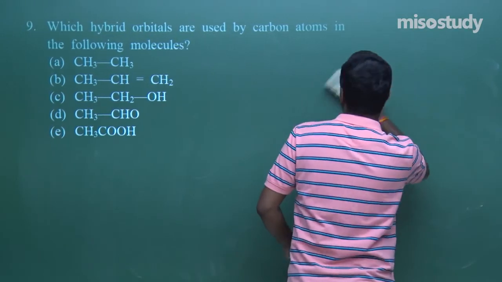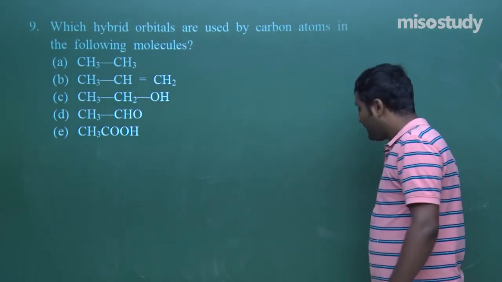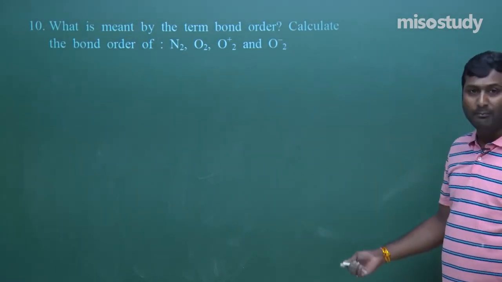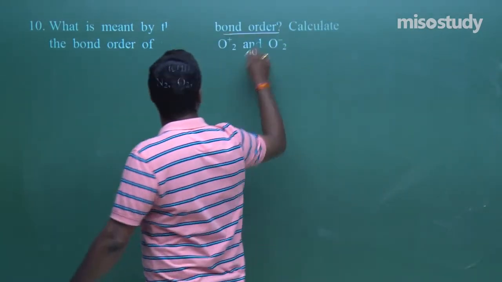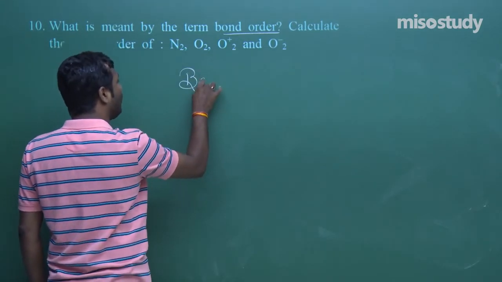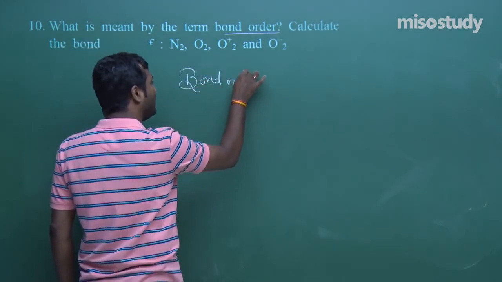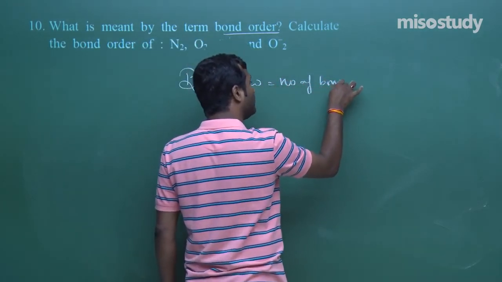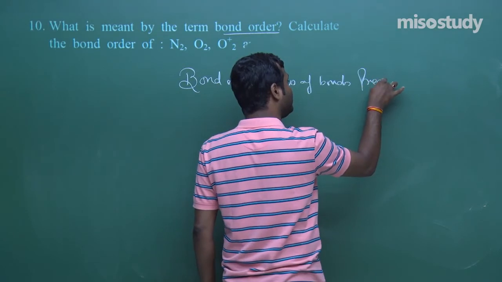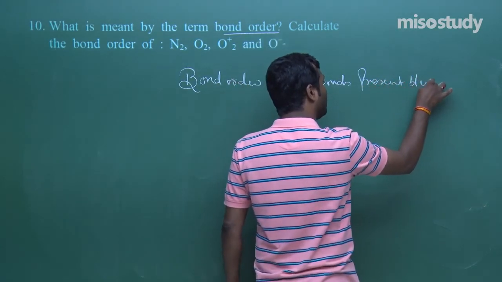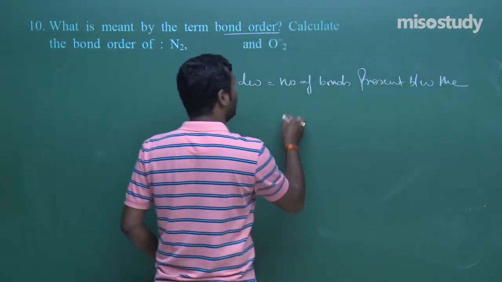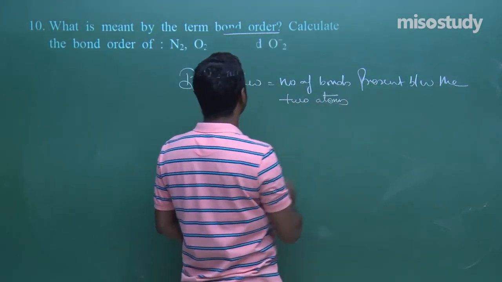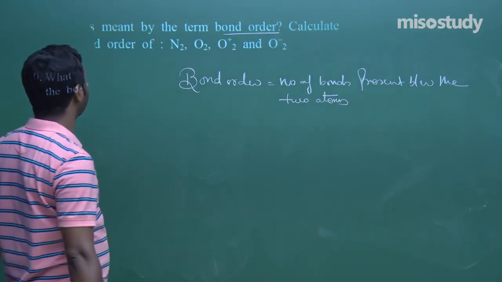Wait for a moment, my friend. The next segment is question number 10, the last. What is meant by the term bond order? Sir, we know bond order is equal to the number of bonds present between the two atoms. That is the bond order. Clear to you? Now, how to find the bond order?